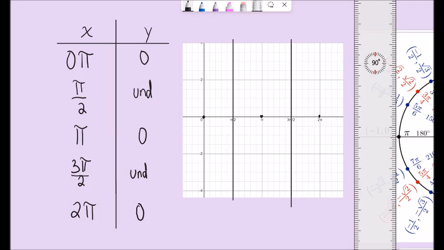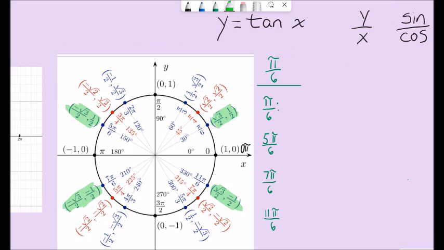Let's look at the pi over 6 family. Okay, in quadrant 1, it's going to be y over x. This will be 1 over root 3. So that's, of course, going to be root 3 over 3 after we rationalize the denominator. That's going to be a negative in quadrant 2 because tangent is negative in quadrant 2. Same absolute value. It's positive in quadrant 3, so that's root 3 over 3. And in quadrant 4, it's going to be negative again, so that'll be a negative root 3 over 3.